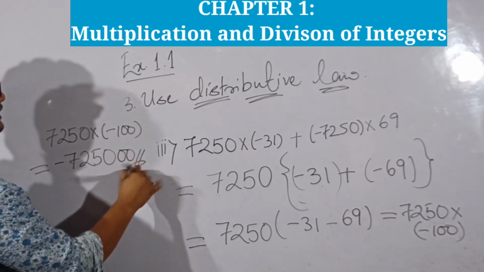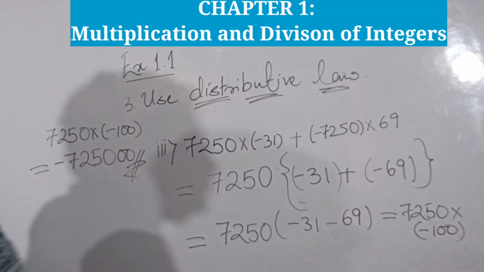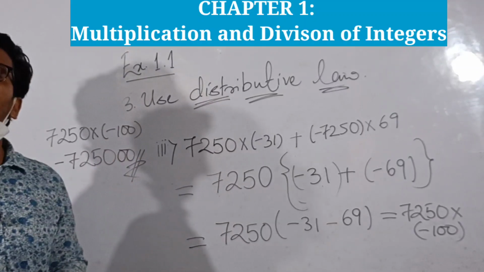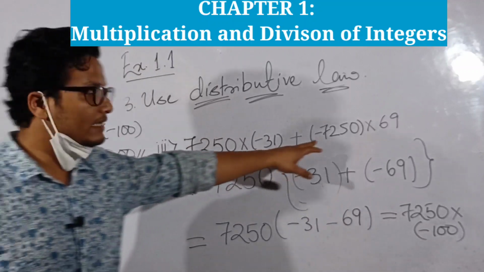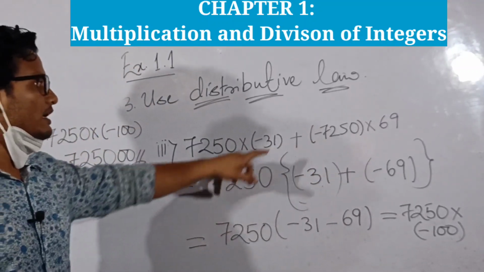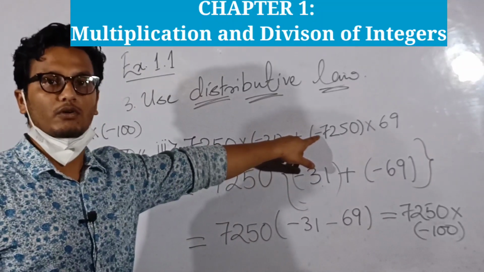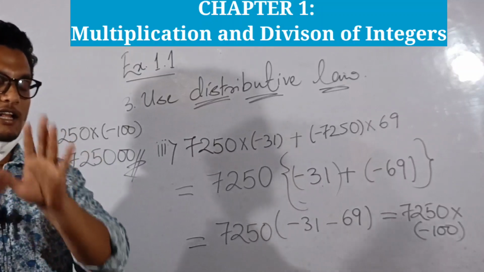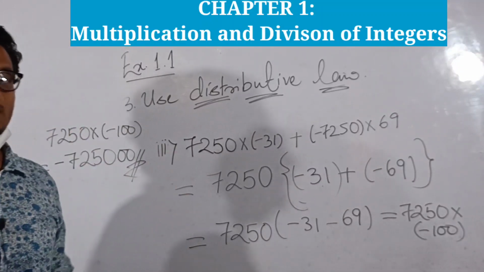This is the answer. So students, I have solved question number 1, question number 2 and question number 3 for you. Try solving all the other questions and always remember this catch, okay? Because I have taken 7250 common, that is why this minus I have not taken common. That is why this minus will go into the minus 69. Remember this and solve all the other questions and send it to my WhatsApp number.